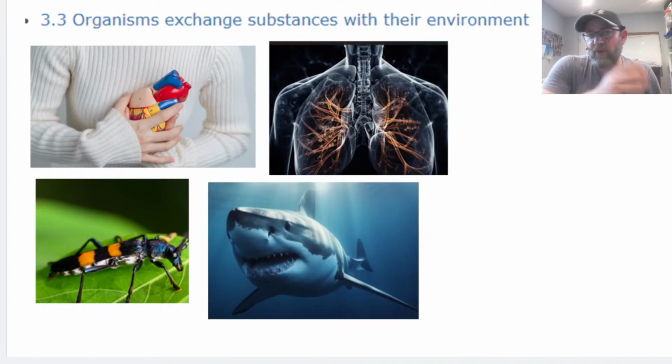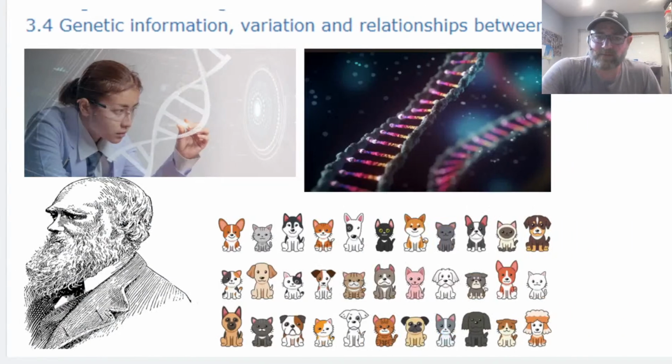The third unit is organisms exchanging with the environment. So you're going to learn about how fish respire, insects respire. Obviously, you're going to learn more about the heart and more about the lungs.